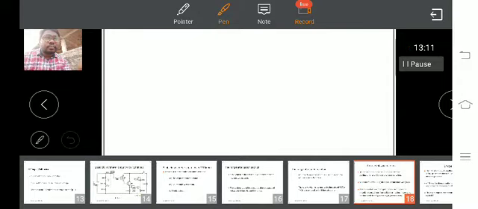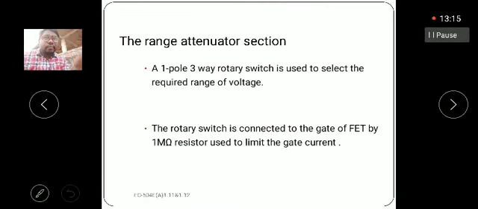Here a one pole three-way rotary switch is used to select the required range of voltage, and the rotary switch is connected to the gate of the FET by a 1 mega ohm resistor, used to limit the gate current. Why? Because if we use a very low resistance value, the gate current is very high and it damages the FET circuit. That's why, to limit the gate current, we use a high resistance connected to the gate terminal, thereby preventing any damage to the FET.